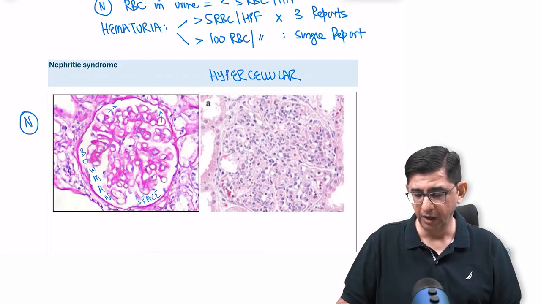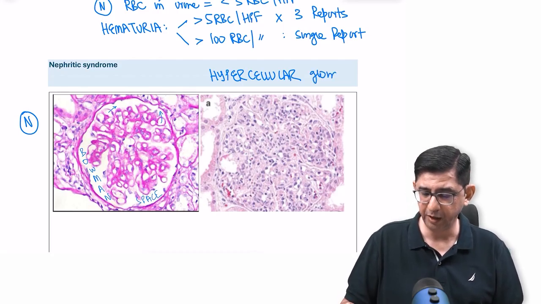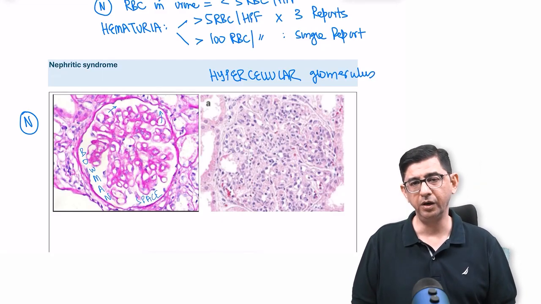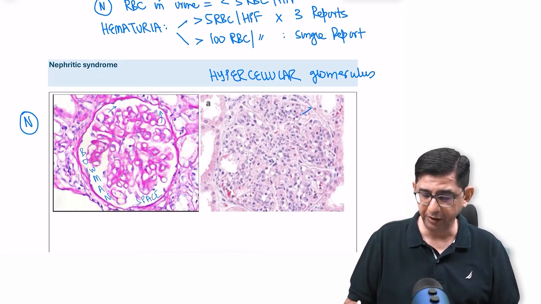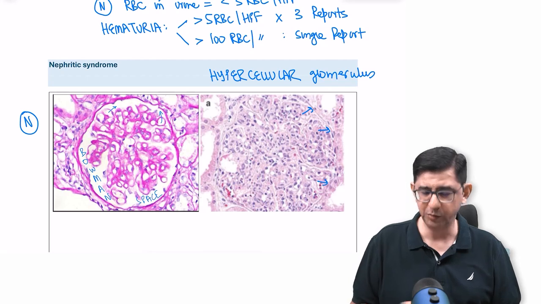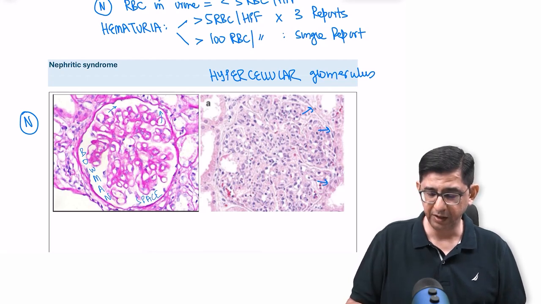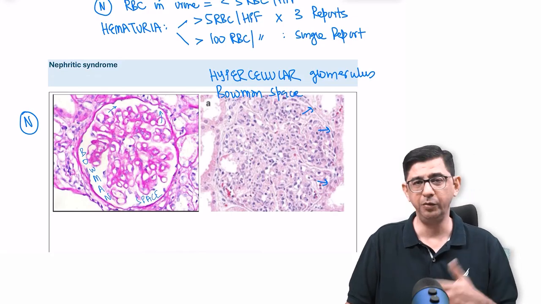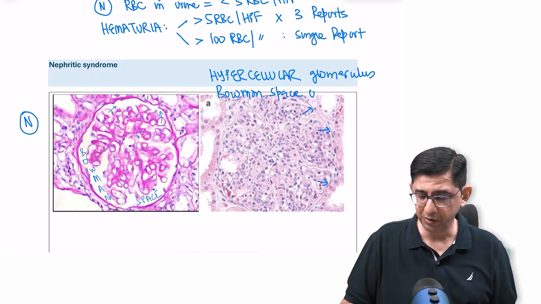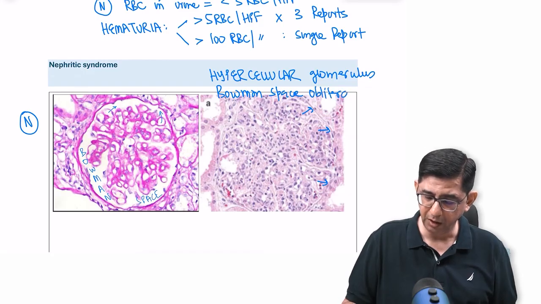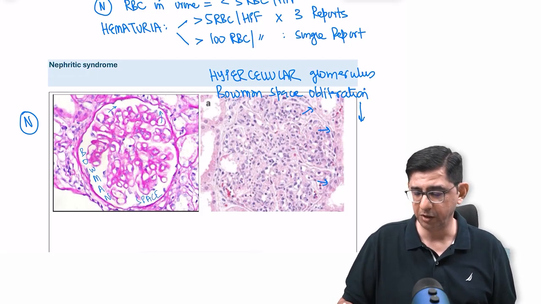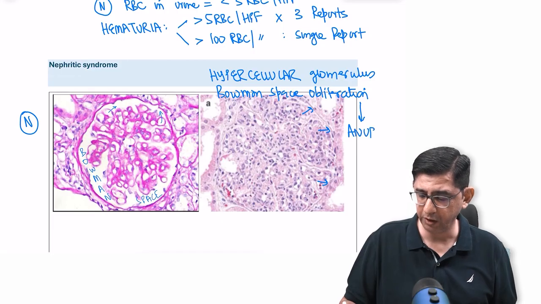So what I'm showing here is a slide of a hypercellular glomerulus, and you can also notice there is complete obliteration of the Bowman space. No Bowman space is present here. So considering that there is a hypercellular glomerulus and Bowman space obliteration is occurring, ultrafiltrate will literally be reduced to 0. Therefore there would be renal shutdown, and my patient will progress from a stage of oliguria to anuria.